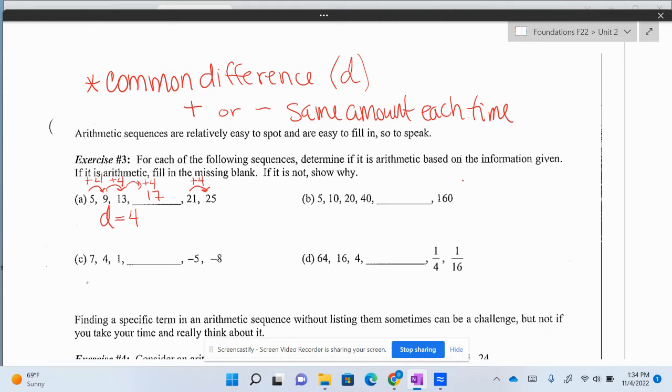So this is a good one. This is an arithmetic sequence. It's perfect. Let's look at example B. The first time I add 5, but the second time I have to add 10, and then the third time I have to add 20. Am I adding or subtracting the same amount each time? You are correct, but that's not what I'm asking. That's a different type of sequence. So am I adding or subtracting the same amount? So this is not an arithmetic sequence.